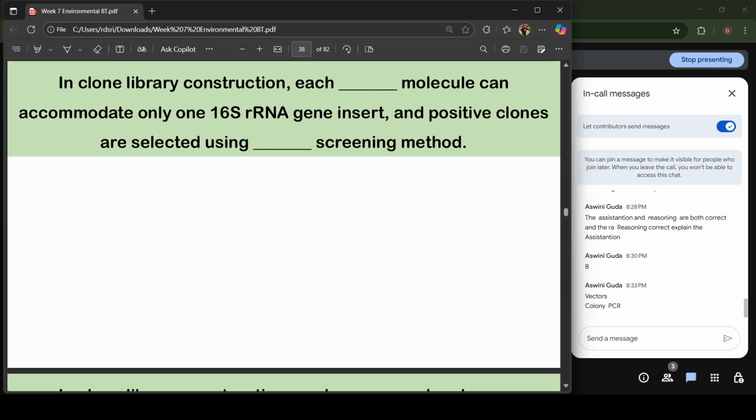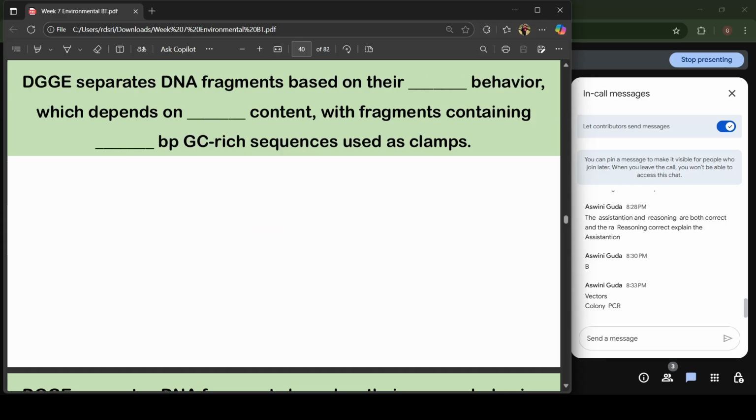You've identified the method rightly, but the wording is we use plasmid vector. So, okay, that is fine. And blue white colony screening or colony PCR screening. So, yeah, you identified it perfectly.